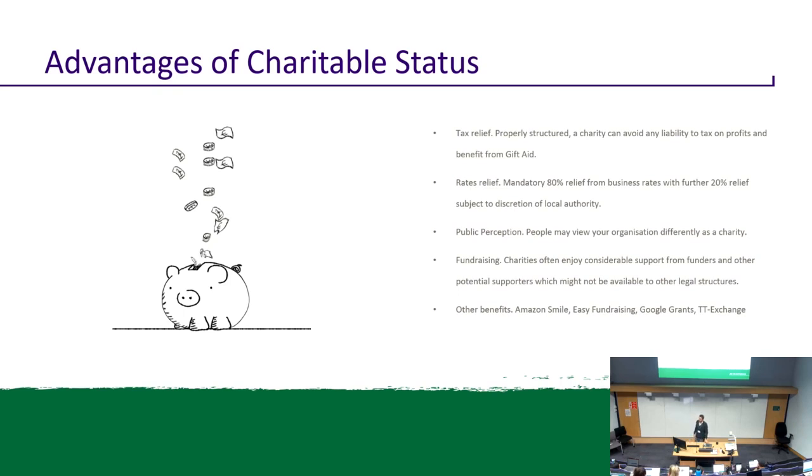Okay, so you can claim gift aid on any donations that are made to the club or the organisation. You can claim gift aid on your membership fees as well. You can also get rates relief. So if you own property, you'll get relief on the rates that you'd have to pay on your property. Public perception: people understand what a charity does and is, and its purpose. It's also much easier to fundraise as a charity as well. And you also have other benefits, including Google Grants as well.